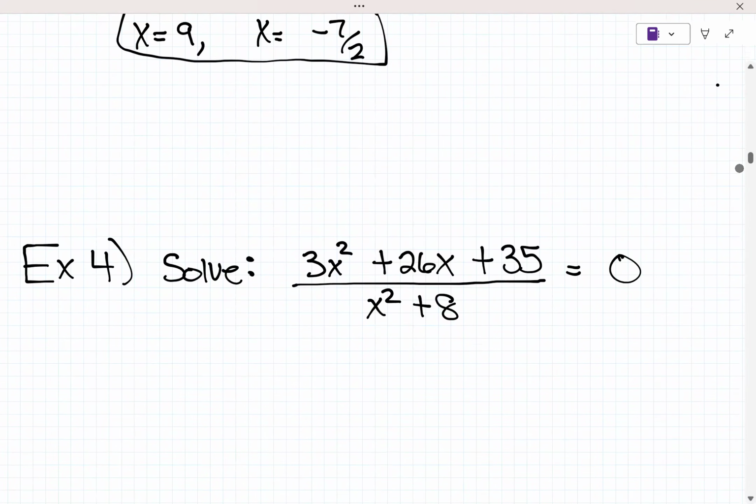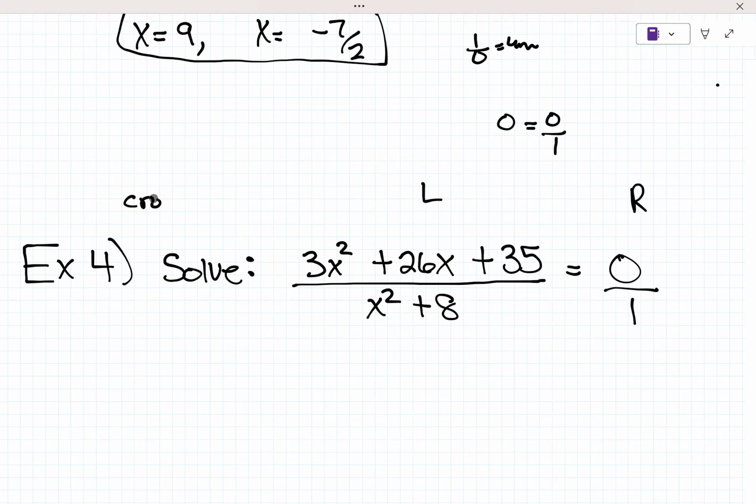Let's do example 4. So the direction says in example 4, solve. We have 3x squared plus 26x plus 35 all over x squared plus 8 equals 0, or 0 can also be expressed as 0 over 1, right? It's not the same thing as 1 over 0 because that would be undefined. So I could put a 1 here if you want. Now, the good news about this one is there's only two sides. You have the left and the right. So what you could do is cross multiply.